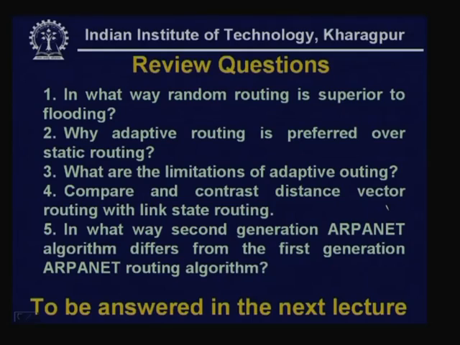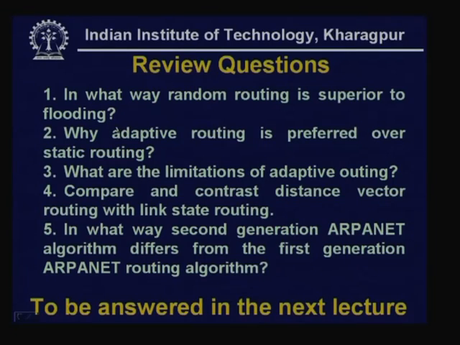So, we have discussed the ARPANET, and we have seen how the routing strategy has evolved in ARPANET, and now it is time to consider the review questions. First question is, in what way is random routing superior to flooding? Second question is, why is adaptive routing preferred over static routing?